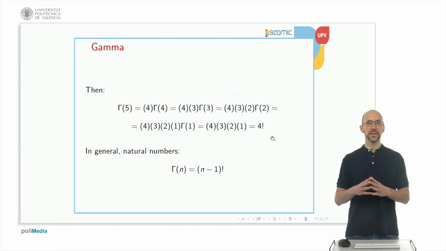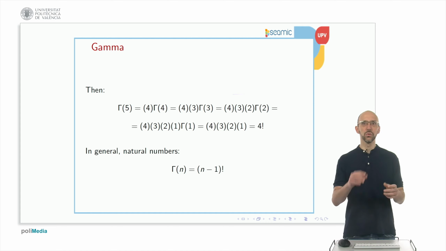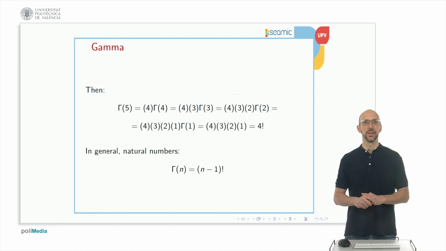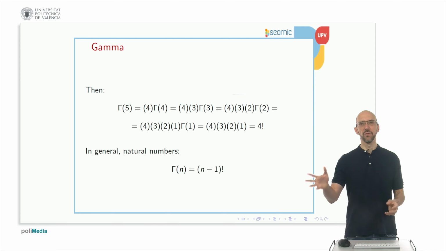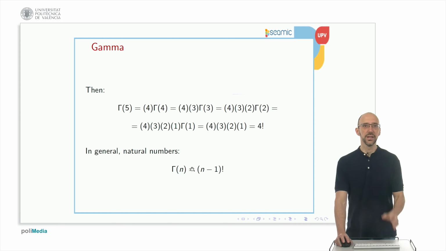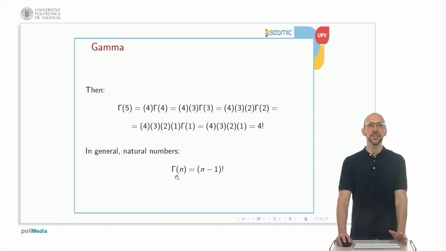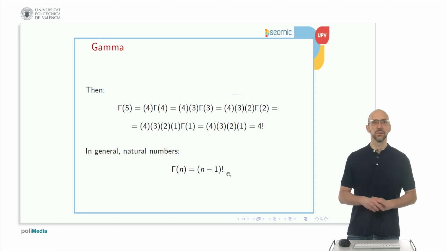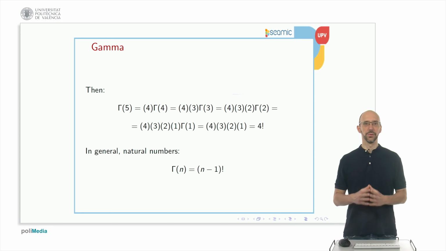The idea, guys, is that you can use this. I'm not expecting you to write all these numbers in between. I expect you to give me the solution when I ask you gamma of 5: 4 factorial. Let me put more examples. Gamma of 7 is 6 factorial. In general, when we have natural numbers, gamma of n is (n minus 1) factorial, as we saw before. This is a very important property.